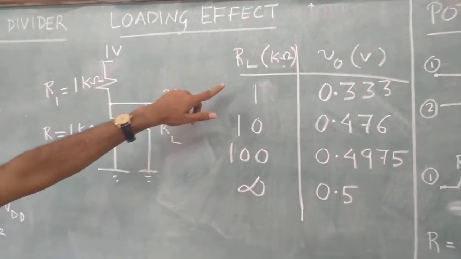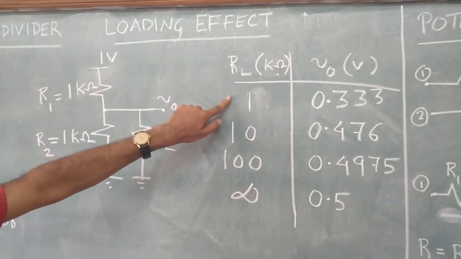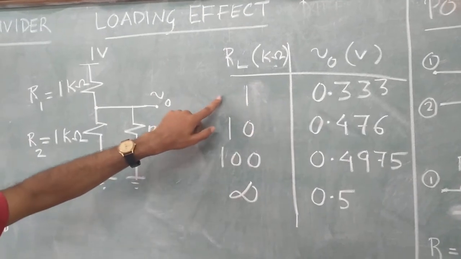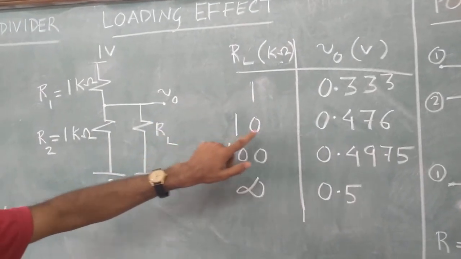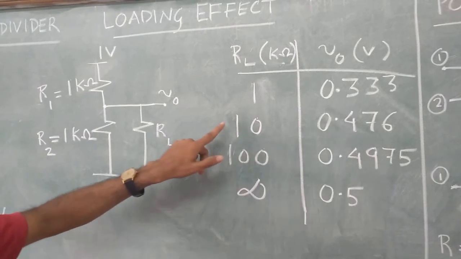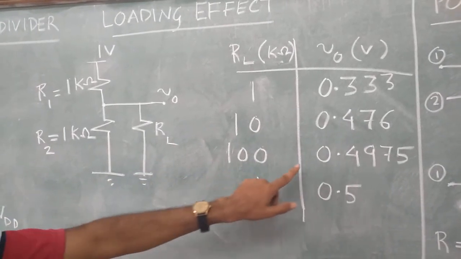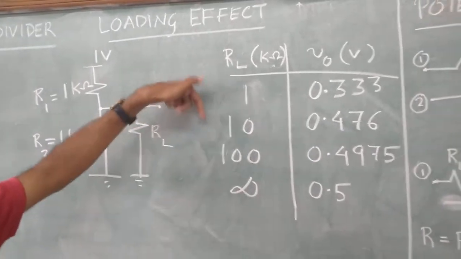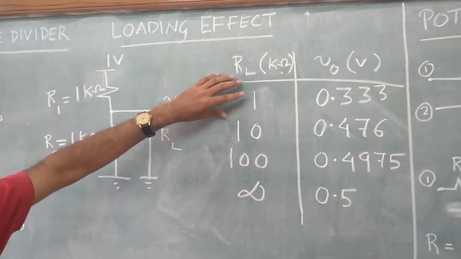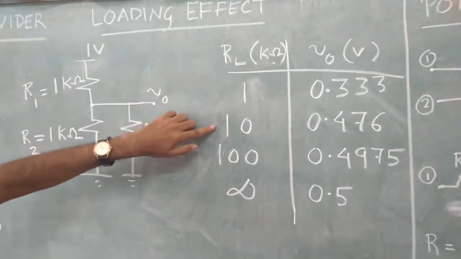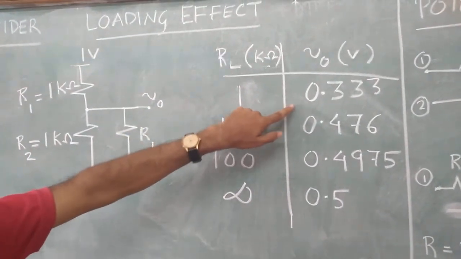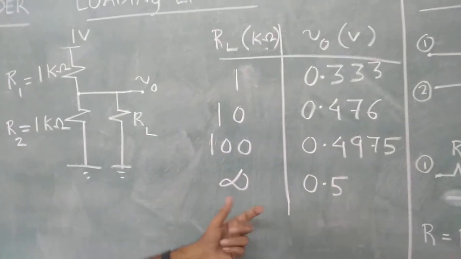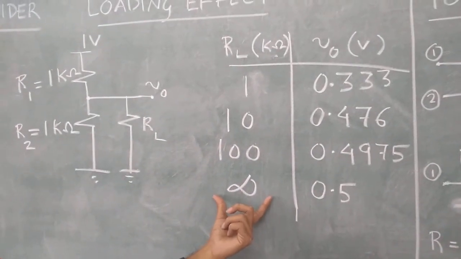Now, if you start with RL of 1 kilo ohm, we find that V0 is 1/3 volt. If we increase it by a factor of 10, it becomes 0.476. If you increase again by a factor of 10, it becomes 0.4975. So what this implies is that increasing by a factor of 10, especially from 1 kilo ohm to 10 kilo ohm, shows a lot of improvement in closely approximating the output voltage for the infinite load condition.